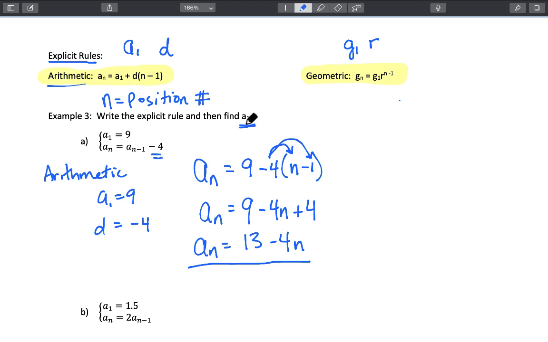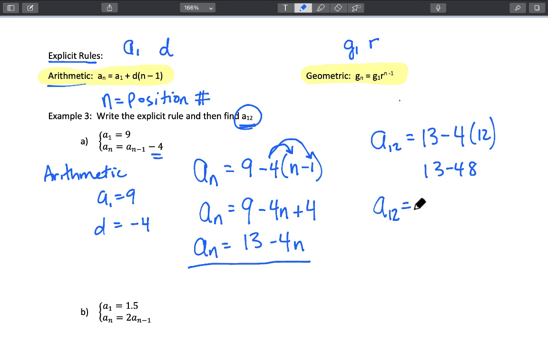The final thing it asks us to do, though, is to find a sub 12. And this is the beauty of an explicit formula. All we need to do now is plug 12 in for our n. This gives us 13 minus 4 times 12, which is 13 minus 48. When I subtract 48 from 13, I'll get my 12th term in the sequence, which should be negative 35.